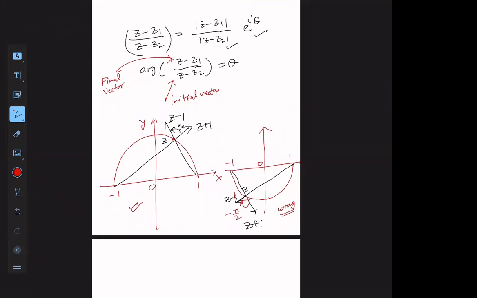Basically, this is the locus of argument of z minus 1 upon z plus 1 equal to minus pi by 2, if it is given. The second one is the locus of argument of z minus 1 upon z plus 1 equal to minus pi by 2. And the first one is the locus of argument of z minus 1 upon z plus 1 equal to pi by 2. This angle is already pi by 2, but how am I going to rotate, in clockwise or anti-clockwise sense?